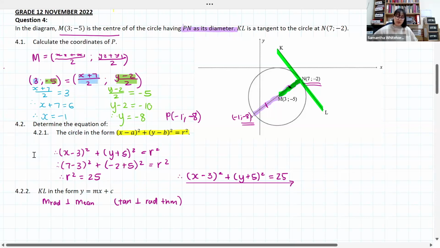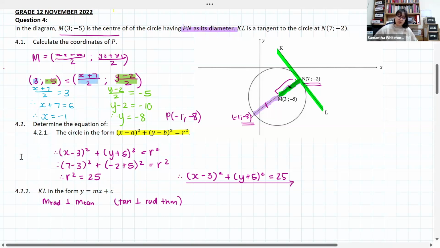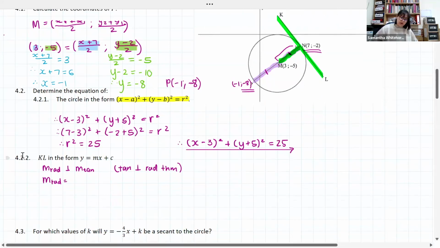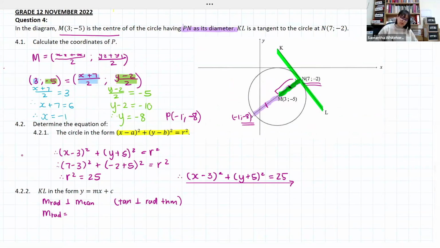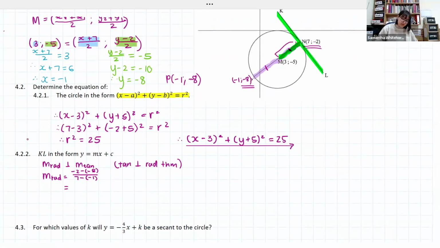Okay, so because of that fact, we can work out the gradient of our radius and we can then just use the perpendicular property. So the gradient of your radius is equal to, now remember it's (y2 − y1) over (x2 − x1). So (−2 − −8) over (7 − 1). Chuck it into your calculator. There's no reason to do any more than that. That becomes 6 over 8, which is 3 over 4.